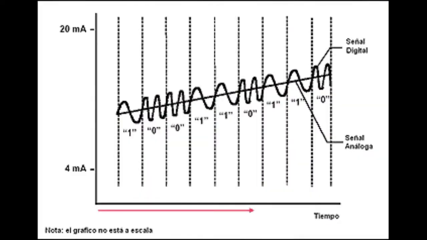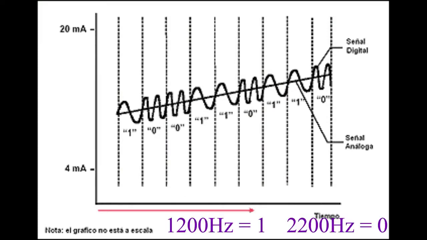According to the FSK protocol, a frequency of 1200 Hz will represent a bit 1, whereas a frequency of 2200 Hz will represent a bit 0. And so, that's how analog and digital signals can be transported at the same time.